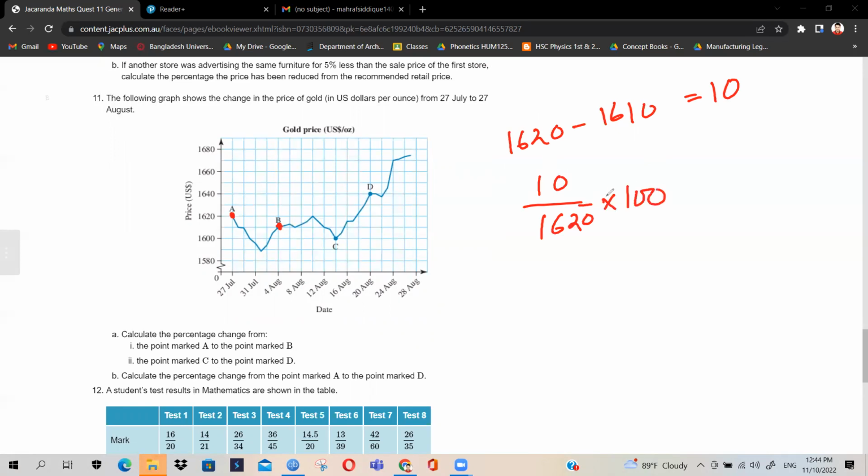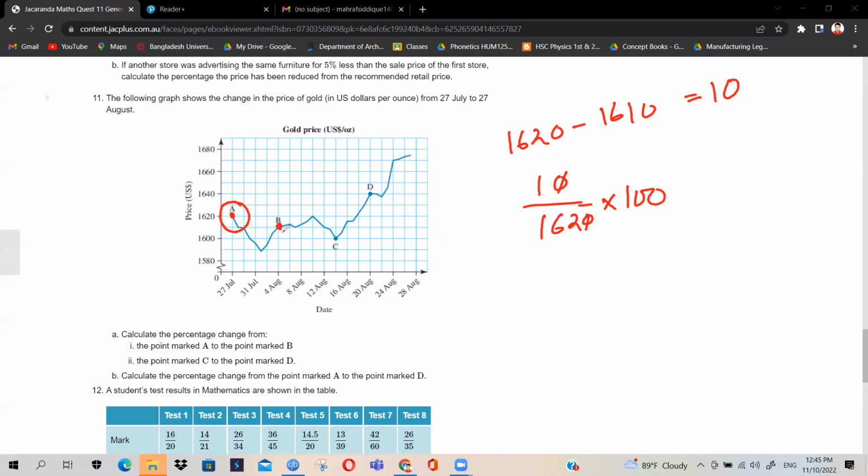So we divide by 1620 multiplied by 100. Is this correct? Not really, we have to divide by 1610. No, it's 1610 minus 1620, which is -10 because the price dropped, so it would be a negative percentage, a reduction. I don't have to divide by 1610, because the original amount was 1620. Originally it was 1620 and then it has dropped.